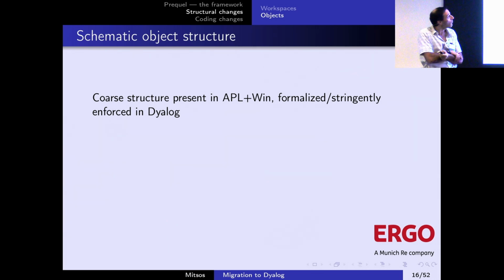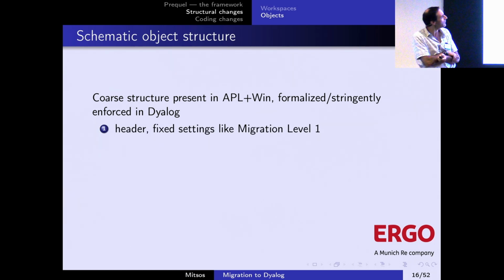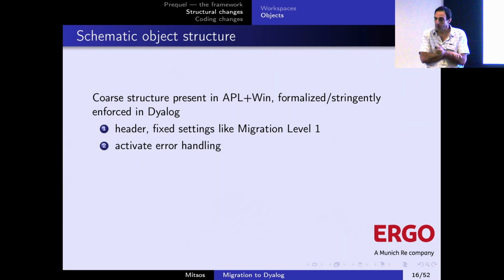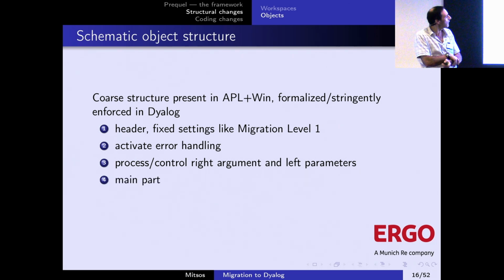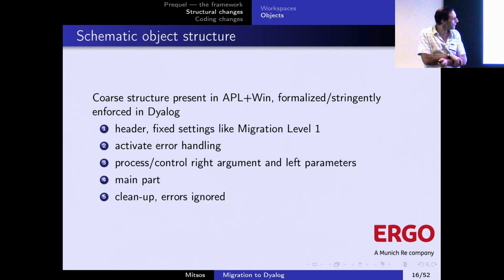Okay, coming now to objects. I always had a relatively fixed structure of objects. There not much was changed. I just documented a structure with a header having some fixed settings like migration level 1, activation of error handling directly after the header, a fixed form and order of controlling parameters and arguments, main part, and in each function, a cleanup section where errors are ignored and maybe a database connection is closed or something else is done. On this level, not much changed.